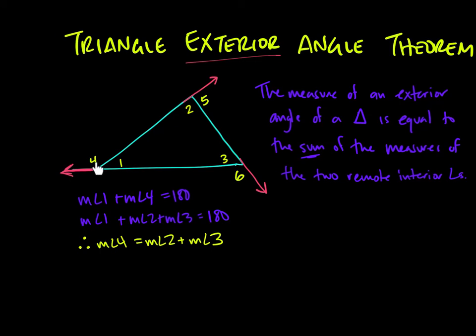So the two interior angles that are farther away from angle 4 would be 2 and 3. Add those together, that's the measure of angle 4. The remote interior angles for 5 would be 1 and 3. Add those together, that's what angle 5 has to equal. And for angle 6 here, the remote interior angles would be angles 1 and 2. Add those together, that's what angle 6 has to equal.